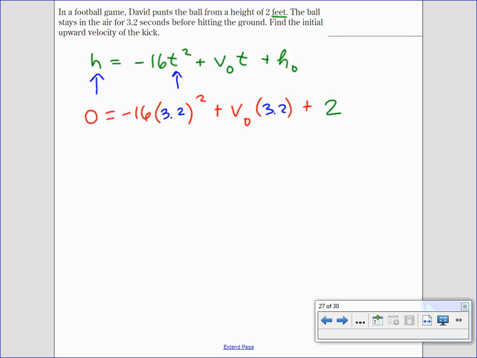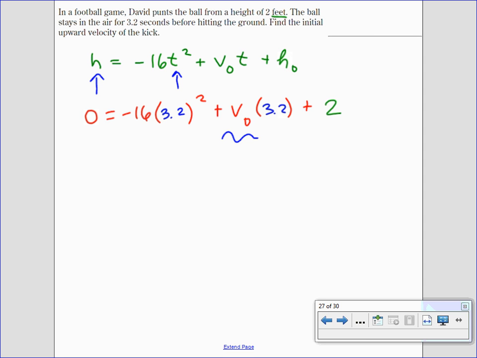So we have an equation where I can replace h. My height above ground after t seconds is 0. After 3.2 seconds for t. My height above ground at the start was 2. The only thing I'm missing is one variable. What variable am I missing in this equation? V sub 0. Isn't that what I'm looking for? Awesome. Let's solve for v naught, you guys.